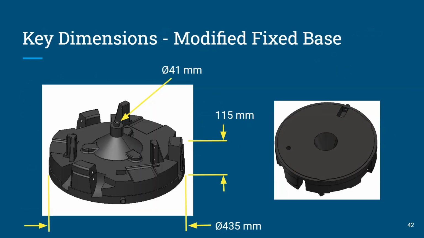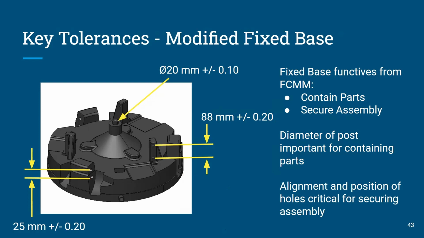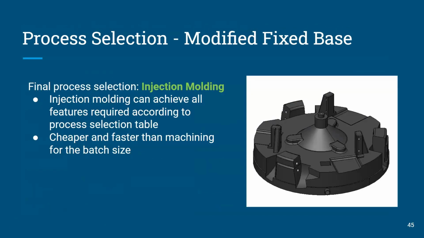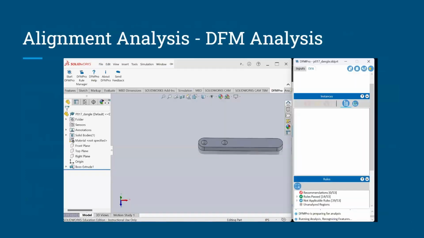Here are the key dimensions for the modified fixed base. As you can see, it's around 430 millimeters in diameter and 115 millimeters in height. The key tolerances are listed here, and the tightest one is around 0.1 millimeters. In terms of process selection for the modified fixed base, originally this was a cast part. We switched to injection molding, which requires some modification during DfM. Both injection molding and machining are capable of creating all the features. However, we decided to go with injection molding because it is cheaper and faster than machining, given the batch size of 100,000.